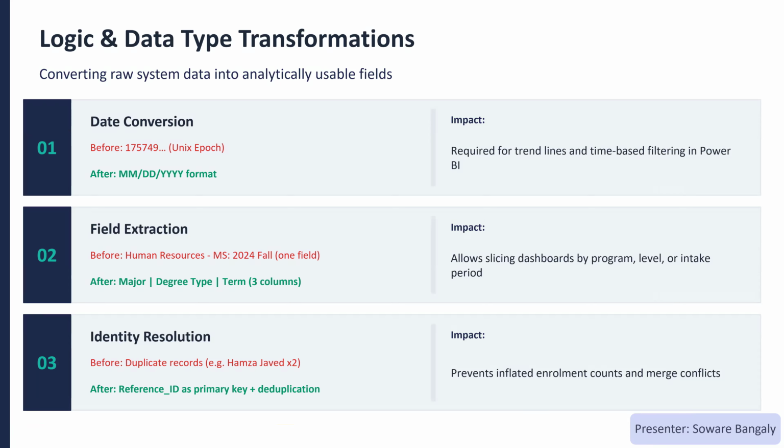Okay, logic and data type transformation. First, we did the date conversion because there were some dates with seconds. There are some dates with just the date, so we had to convert them. After the conversion, the second one we did was field extraction. In the field extraction, we extracted some major degree types and other information from those parts. The third one was identity resolution. So we checked for any duplicates, and if there were duplicates, we removed them. So next slide.